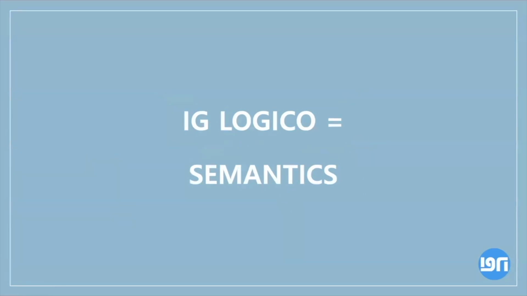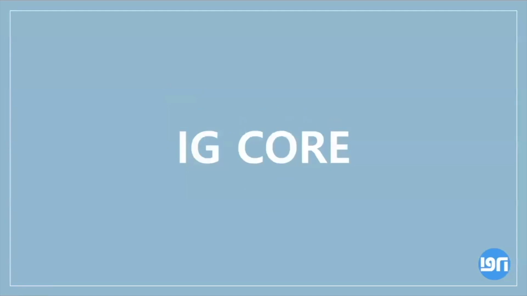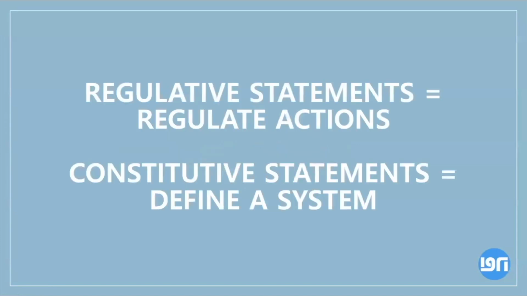Each level of expressiveness has a set of associated features. We'll discuss each feature briefly in this video, and then go into greater detail in later installments. We've covered many IG Core concepts in earlier videos, but we'll review them here quickly. The IG 2.0 classifies institutional statements as either regulative or constitutive statements. Regulative statements regulate the actions of actors, while constitutive statements define features of systems. Each statement type has its own set of syntactic components.